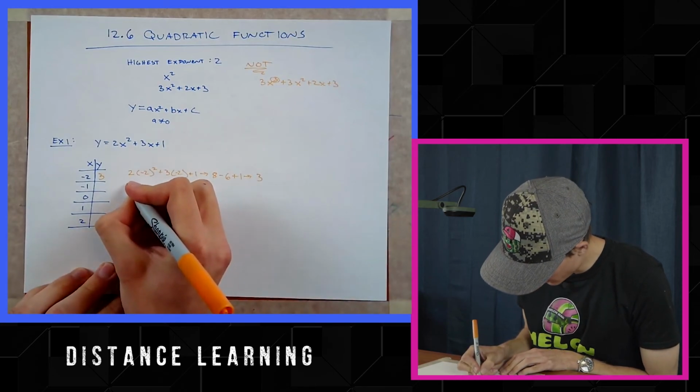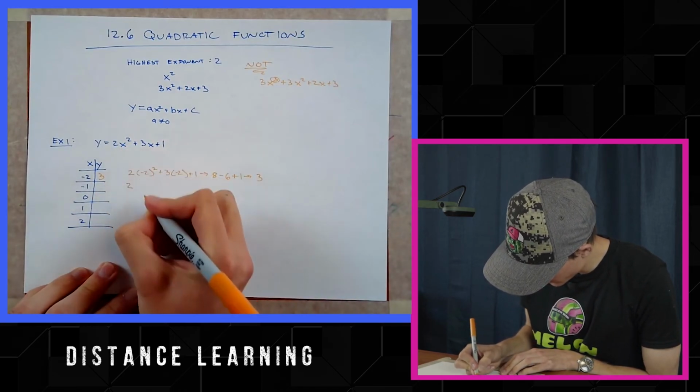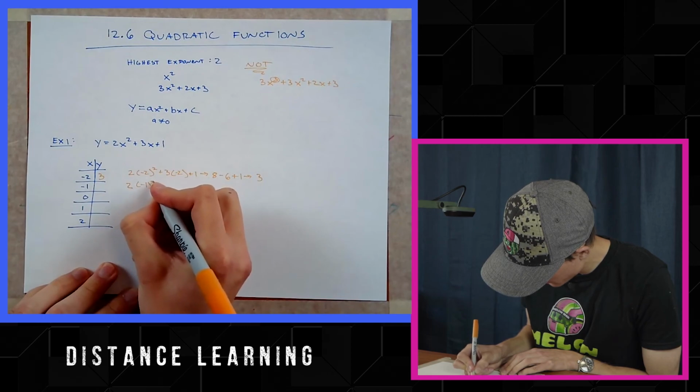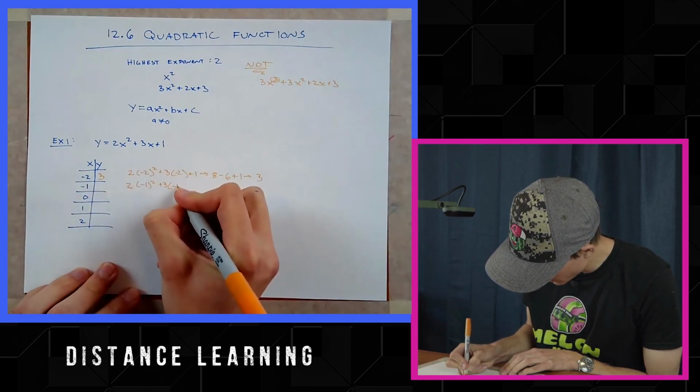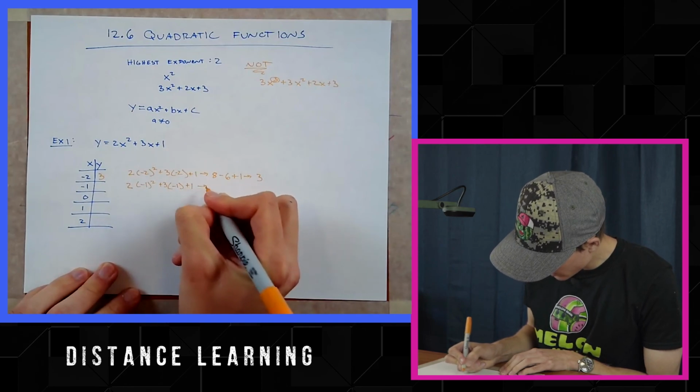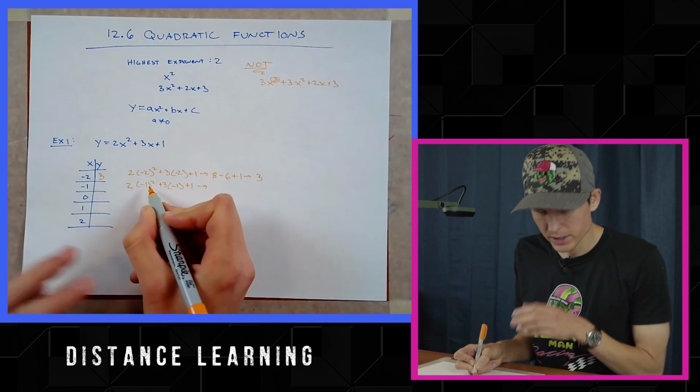Then I do the same thing, but I'm going to plug in negative 1 instead. Plus 3, oh, there's an x, so I plug in negative 1. So negative 1 squared is negative 1 times negative 1.